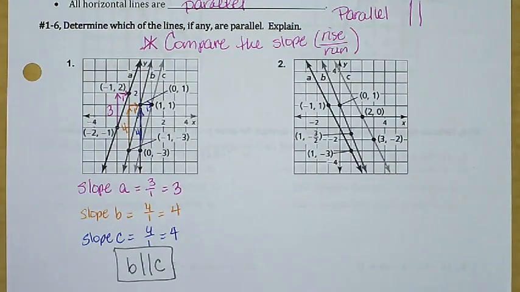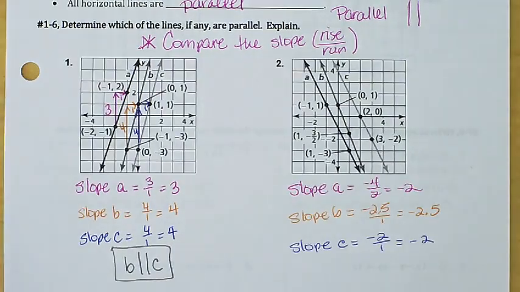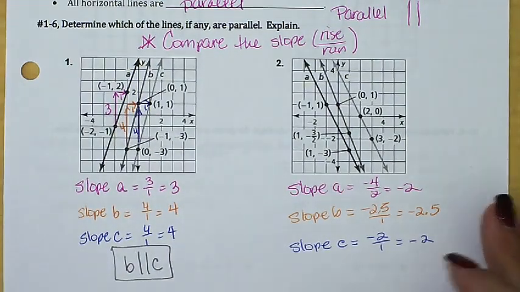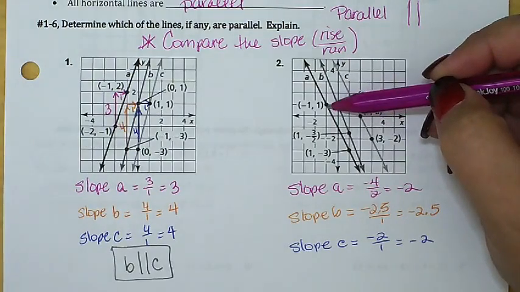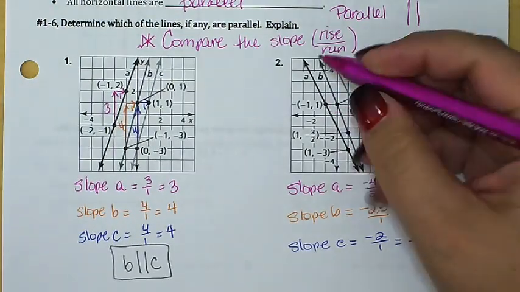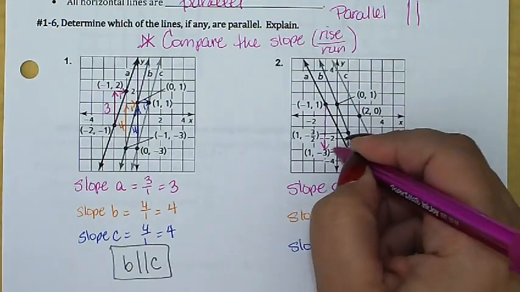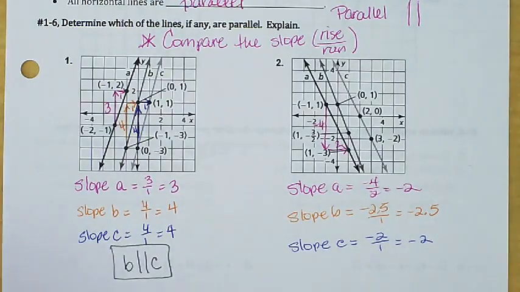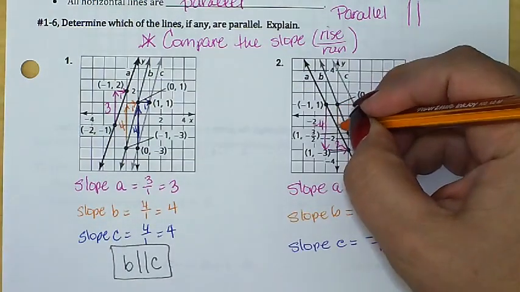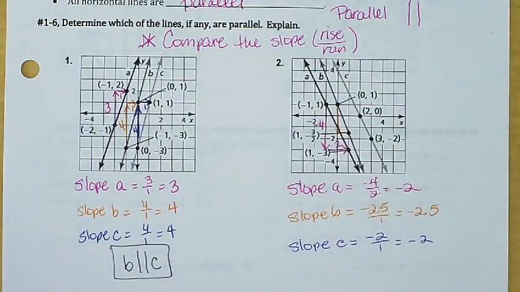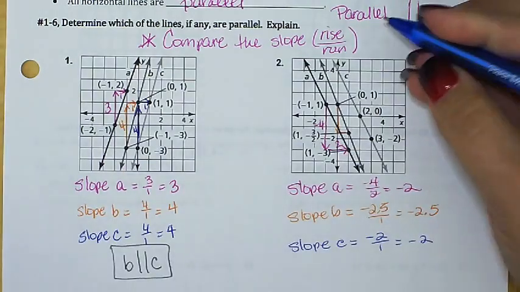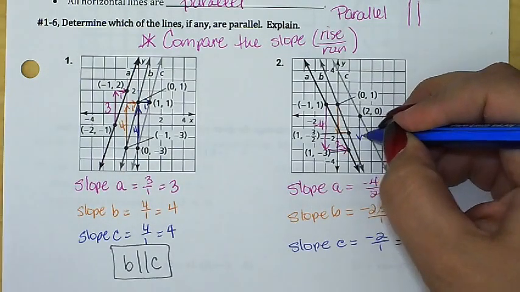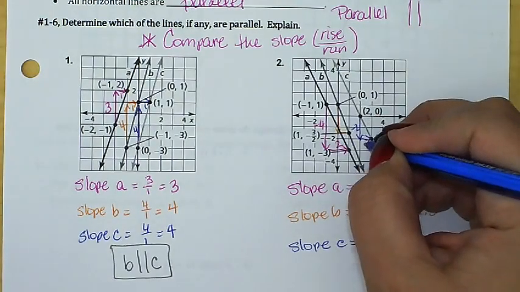Okay. Try number 2, and then you can check your answer in just a moment. Okay, so check your slopes. If you tested the slope for line A here from one point to the other, I personally got a rise of -4 over a run of 2. I know there's a lot going on there. For B, from one point to the next, I got a rise of -2.5 over 1. And for C, I got a slope of down 2 units and over 1 unit.